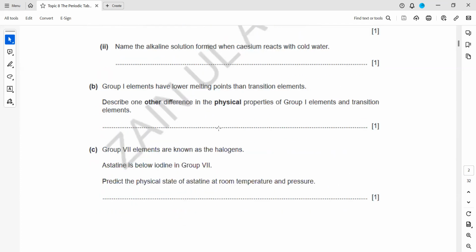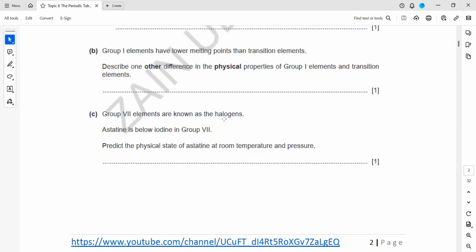Group 1 elements have a lower melting point than the transition metals. Describe other differences in the physical properties of group 1 and the transition metals. So low melting point is one. What else? Low density, good.